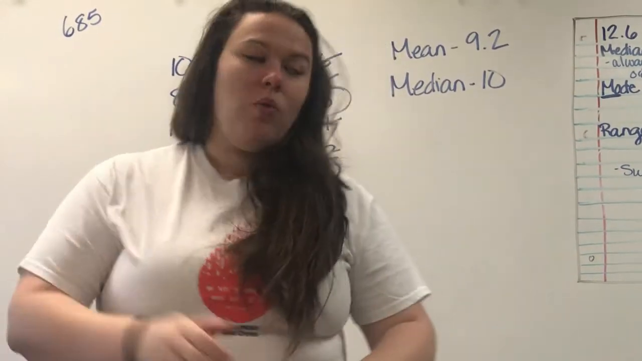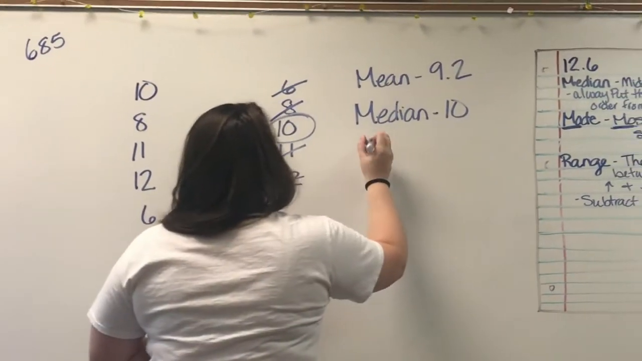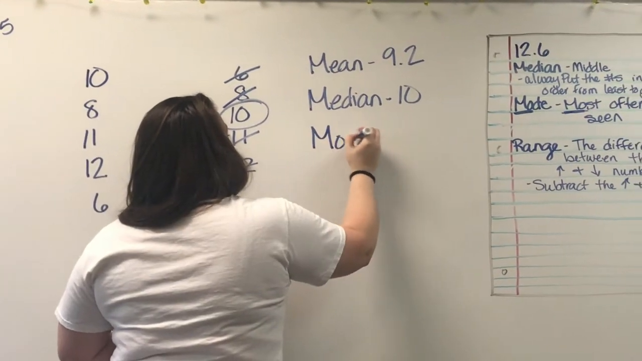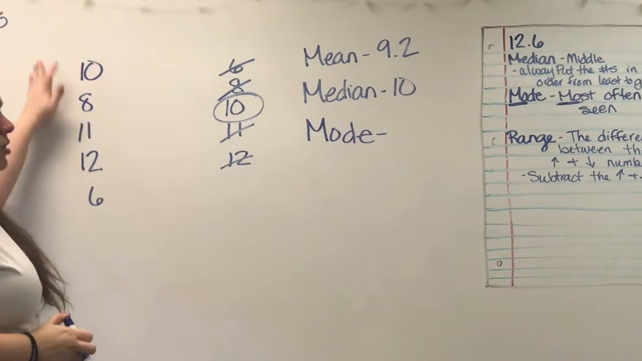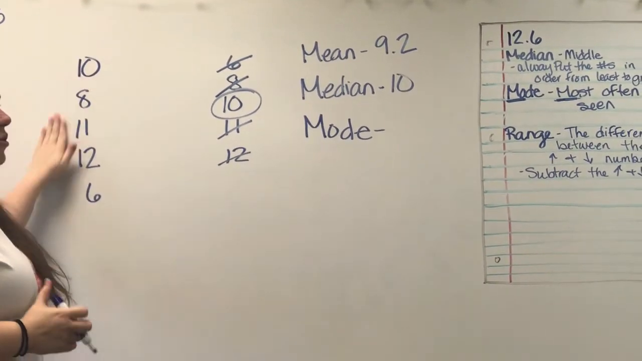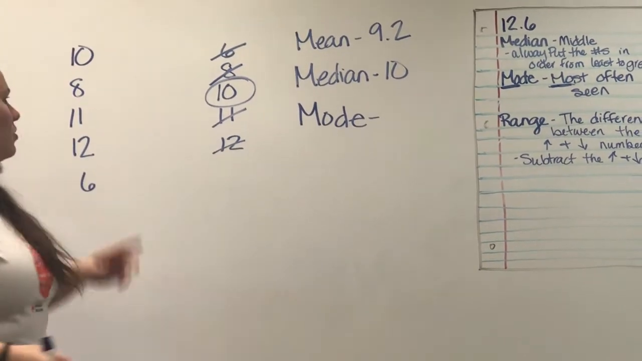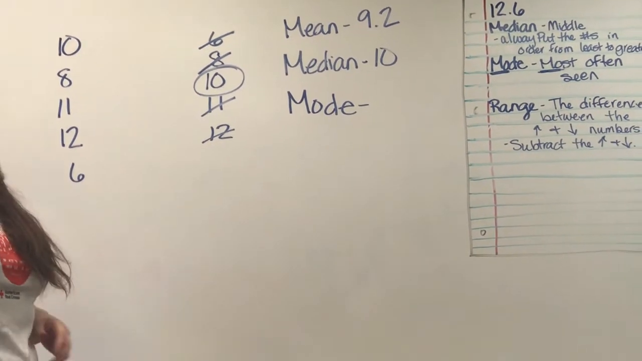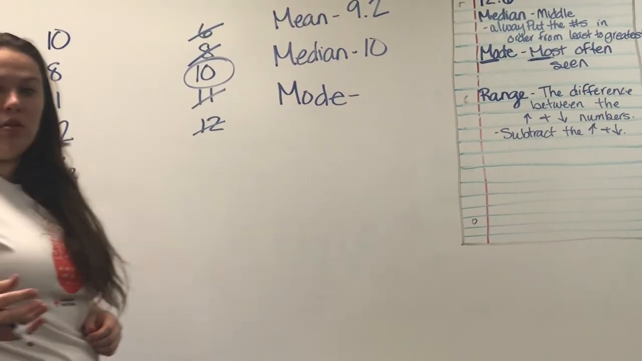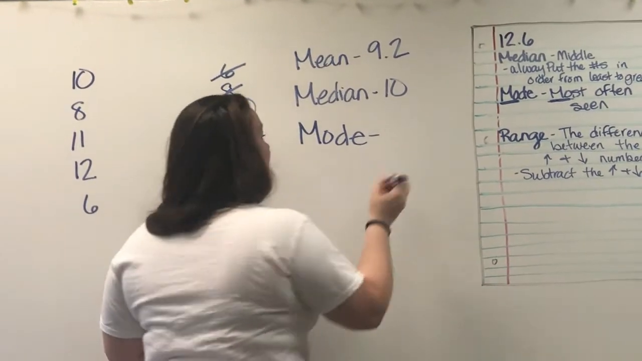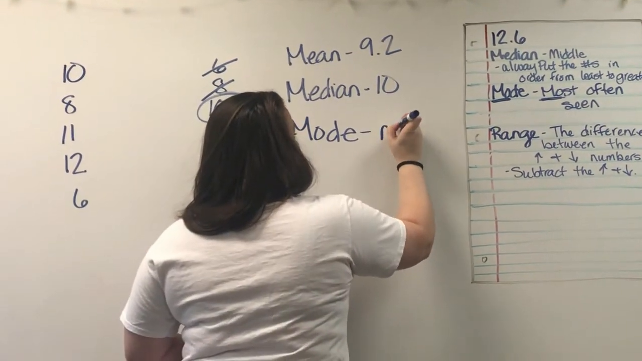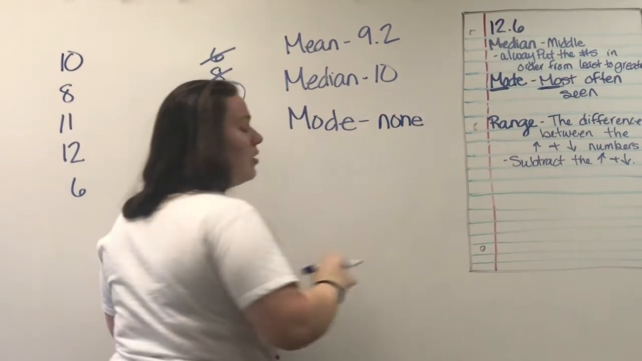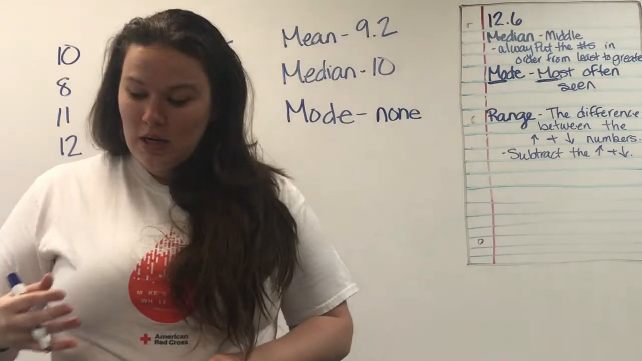Number 3, what is the mode of the data that was given to us? Do you see any of these numbers that are repeated? Do you see any of these numbers that you see more often than just once? There are not any numbers that repeat. So I would say none. There are no numbers that are repeated.